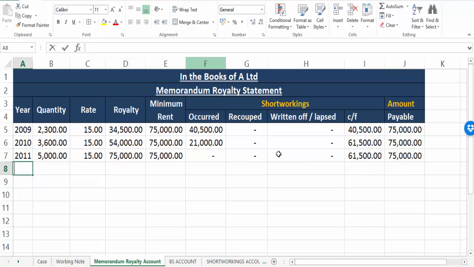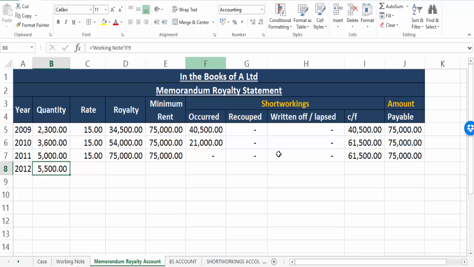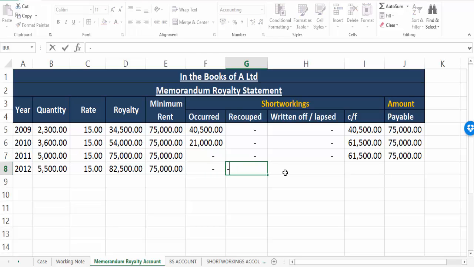Moving on to next year 2012. What is the quantity? We have 5,500, and the rate is 15, so royalty will be 82,500, whereas minimum rent is 75,000. So here we don't have short workings in royalty, but rather we have excess. This excess need not be paid, it can be adjusted against recoupment, because we have short workings of 61,500. So what is the short working occurrence? Nothing, but we can recoup to the extent of this difference: 82,500 minus 75,000, which is 7,500.